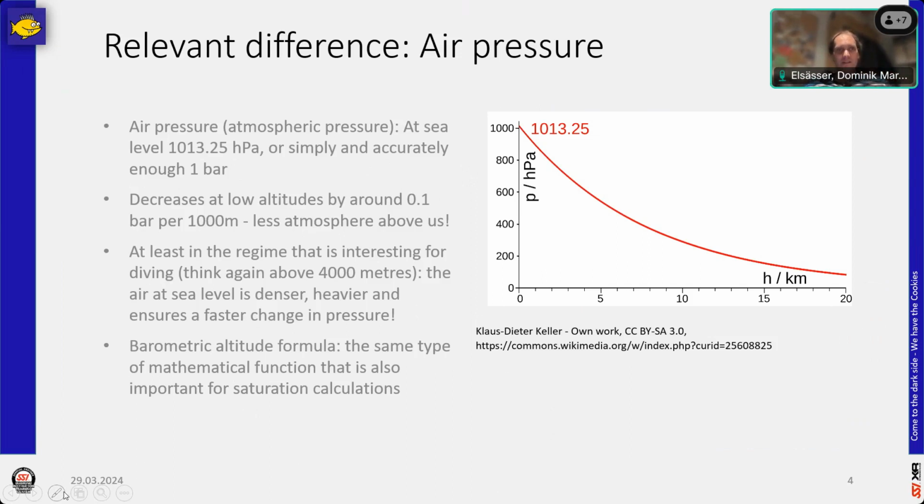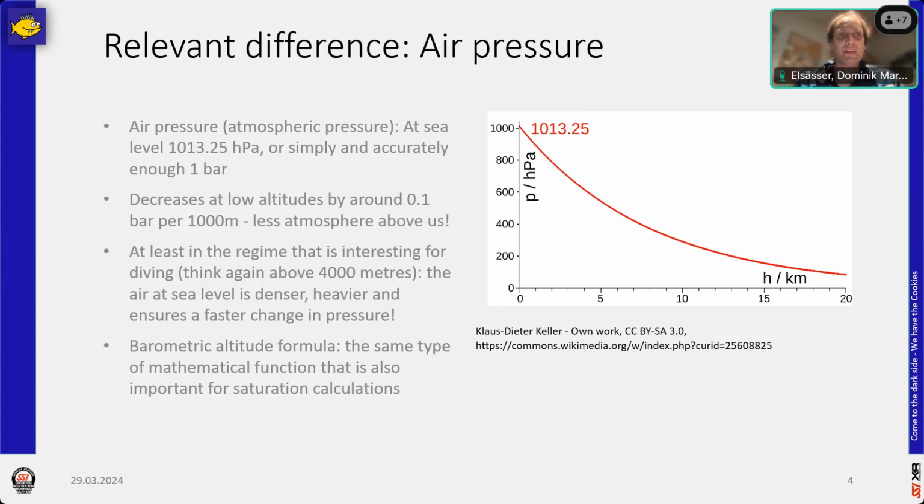What you see here on the x-axis, to the right, is height above sea level in kilometers: 0, 5, 10, 15, 20 kilometers. And on the y-axis is the atmospheric pressure in hectopascals. 1000 hectopascals would be 1 bar. So roundabout, sea level pressure is around 1 bar. Or to be precise, normally 1013 millibars, but let's keep it at 1 bar for the moment, roughly.